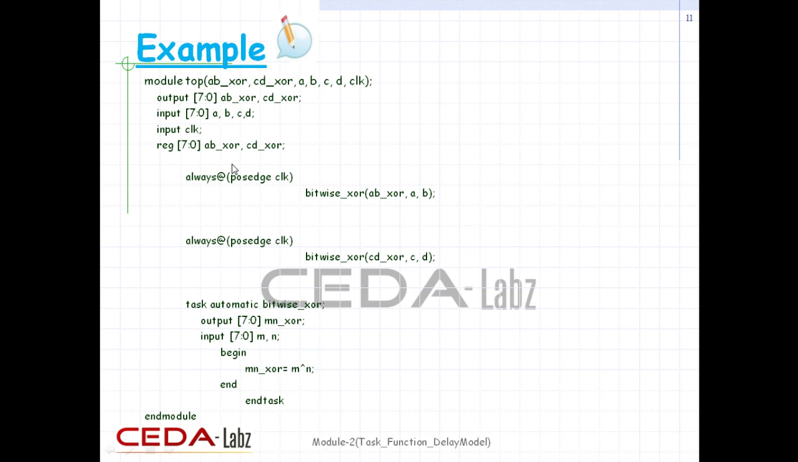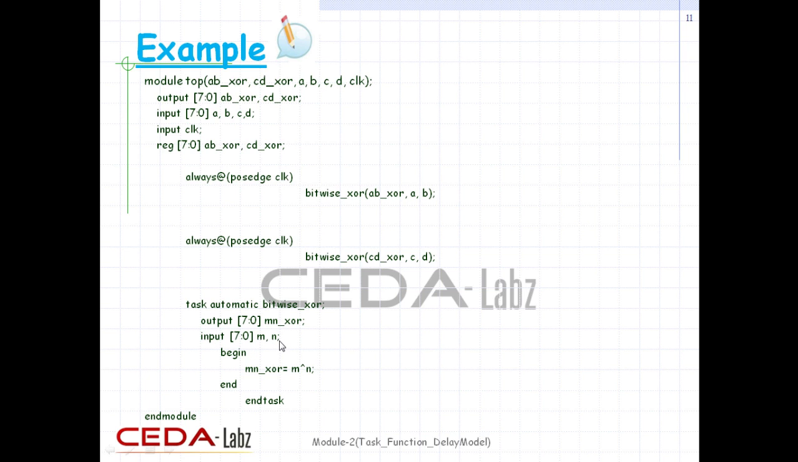In this example, there are 2 always blocks for calculating the bitwise XOR operation. Both always blocks will trigger at the same time. In the first always block, when control reaches inside the always block, the values of inputs A and B will be given to task bitwise XOR. The moment this task is triggered inside this always block, the values of A and B will be passed to the task. Here, in this task, A and B will be copied to M and N input variables which are local to the task.